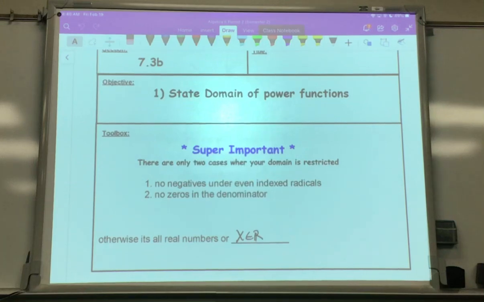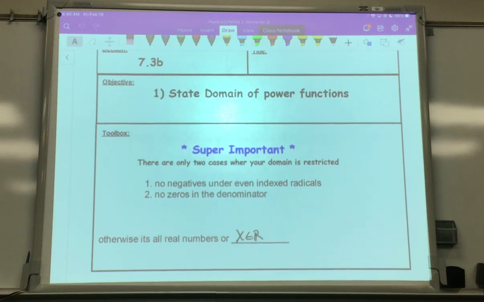Two cases. Okay? Think about even index radicals. When I say an even index radical, what do I mean? Even index radicals: square roots, fourth roots, sixth roots, eighth roots, 10th root, and I go on forever, right?